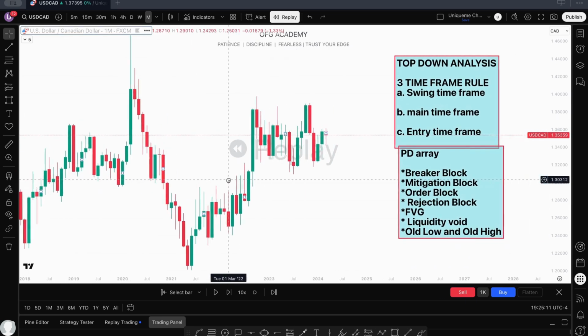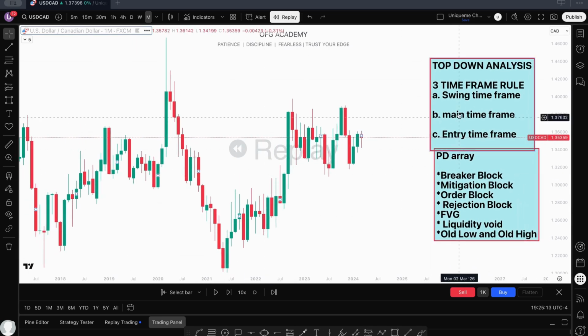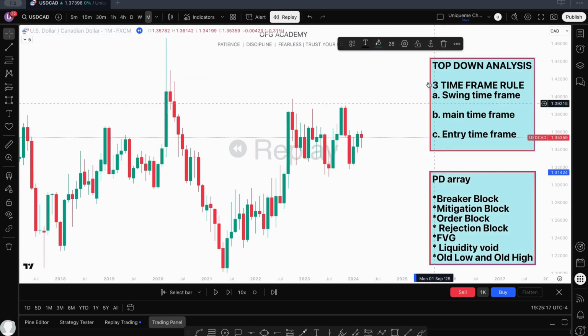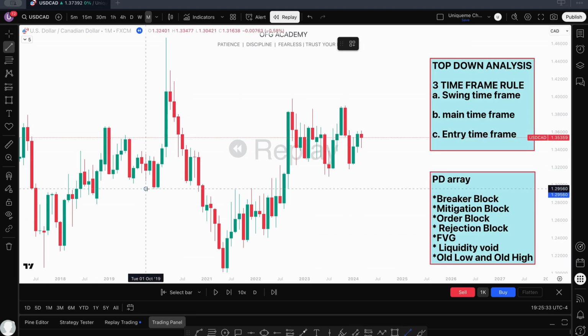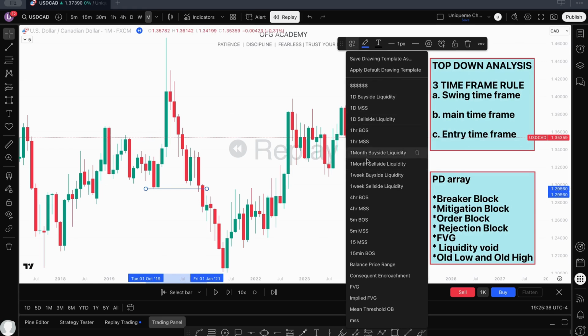Now, I want to show you how top-down analysis is done, and to me, this is the whole thing you need for a full top-down analysis. You need your main swing, you need your swing structure, that's your swing time frame. You need your main time frame, and you need your entry time frame. That's three time frames. But starting from 1 month, I have a shift of market structure, external range liquidity, right? External range liquidity, that's for 1 month.